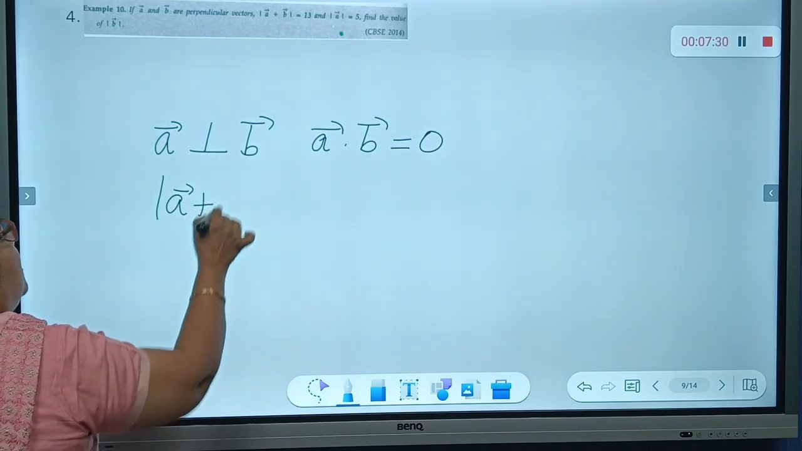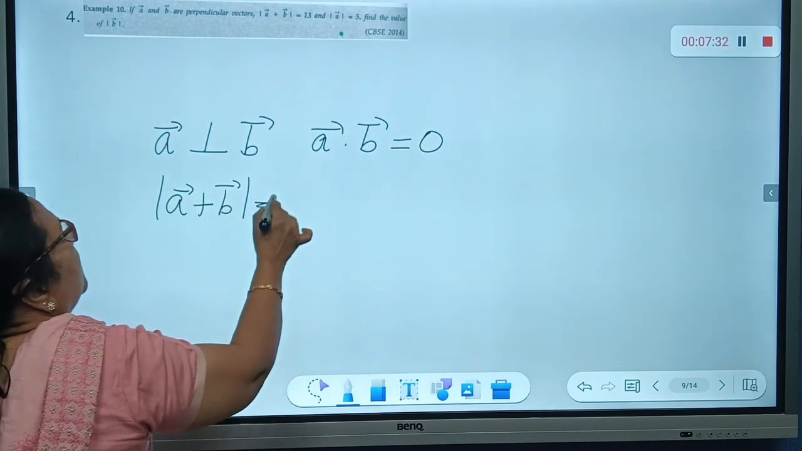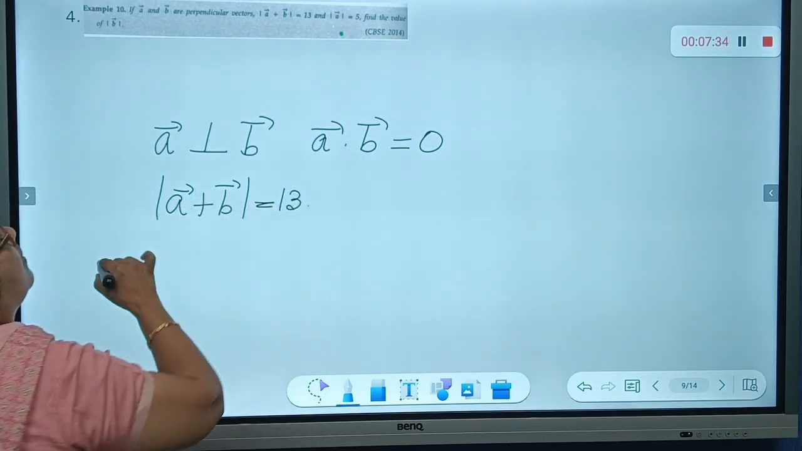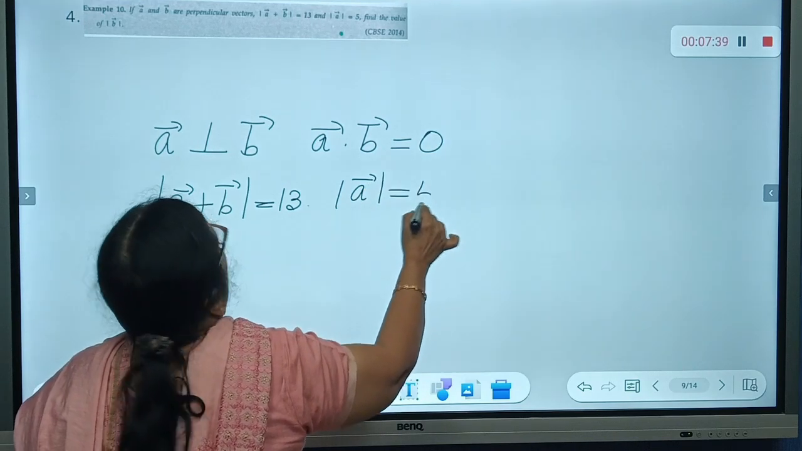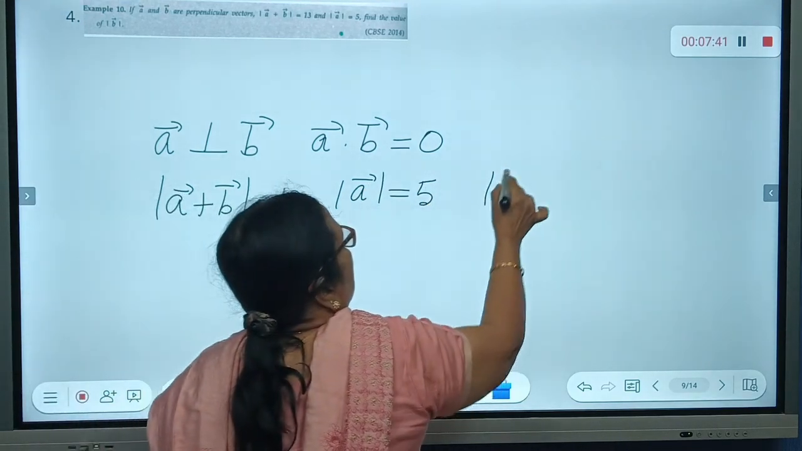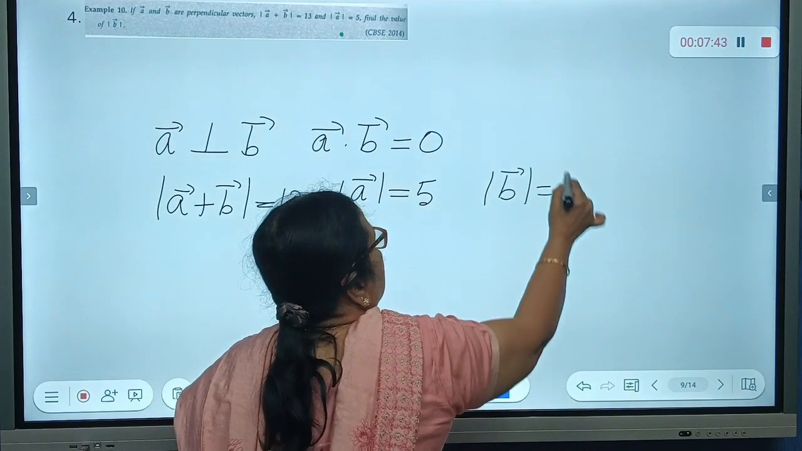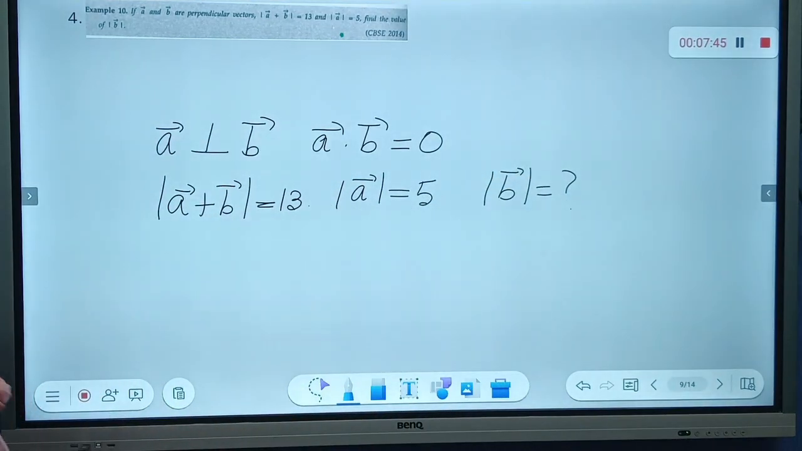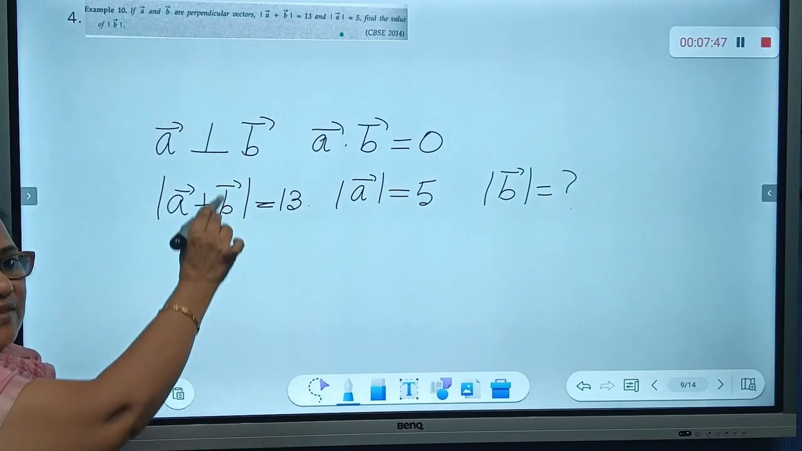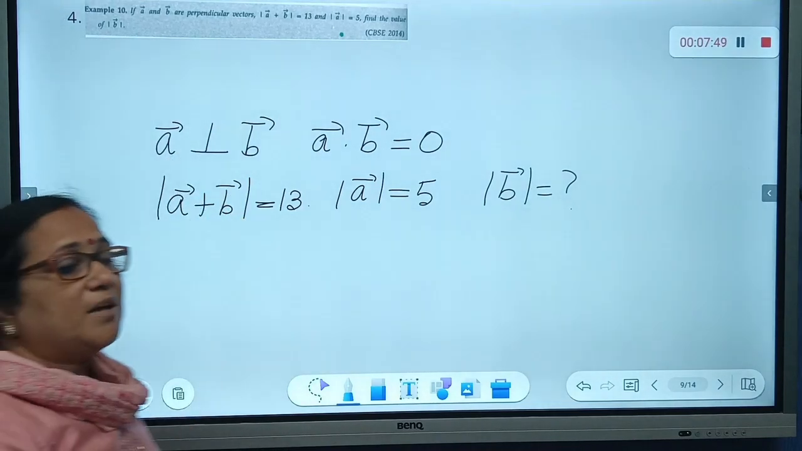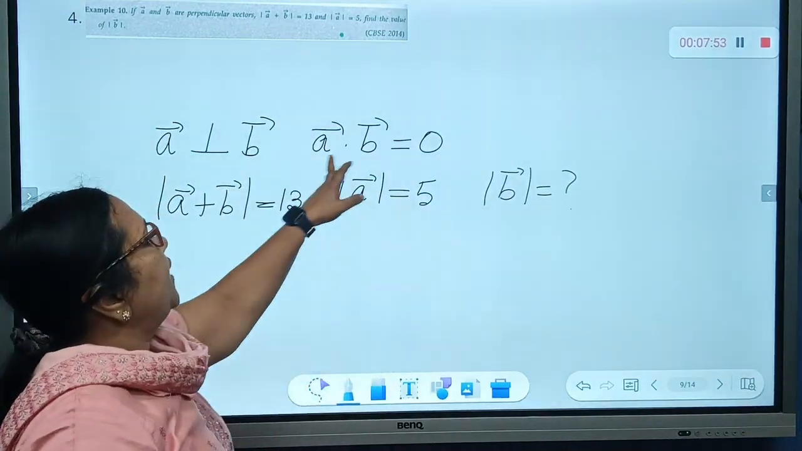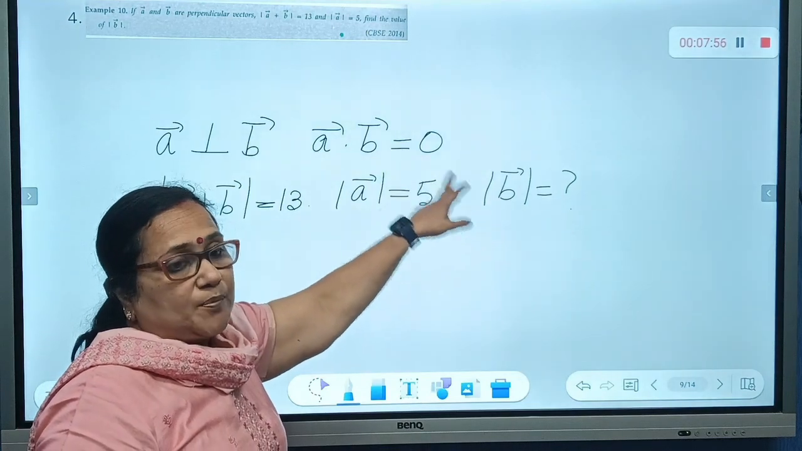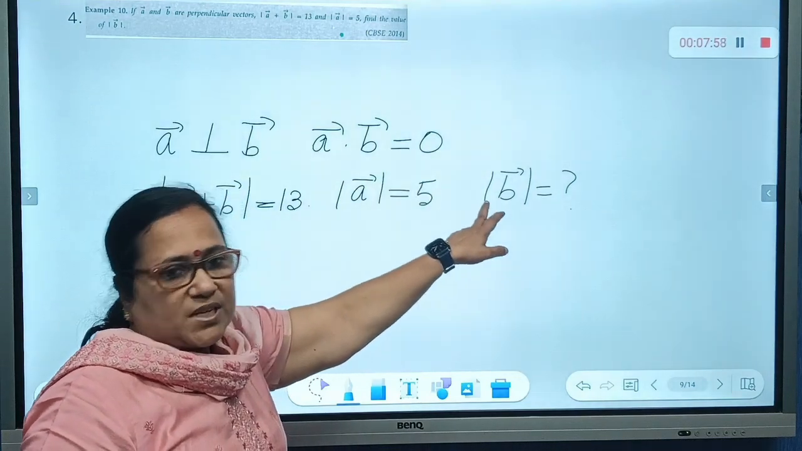The modulus of A vector plus B vector is given to be 13. The modulus of A vector is given to be 5. You have to find the modulus of B vector. This is the question. A is perpendicular to B is given information. That means they are perpendicular vectors. Therefore, the dot product is 0. So, A dot B is 0. 0 is a scalar because the dot product gives out a scalar.